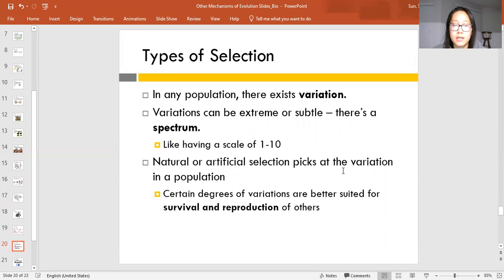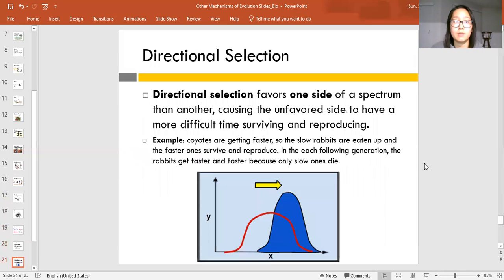Natural or artificial selection picks at the variation in a population. So certain degrees of variation are better suited for survival and reproduction. And so sometimes maybe the higher end of the spectrum or the faster running or the darker colored end is better at surviving and reproducing. Sometimes it's the other end, right? Sometimes it's both ends and not the middle. So we'll talk about that.